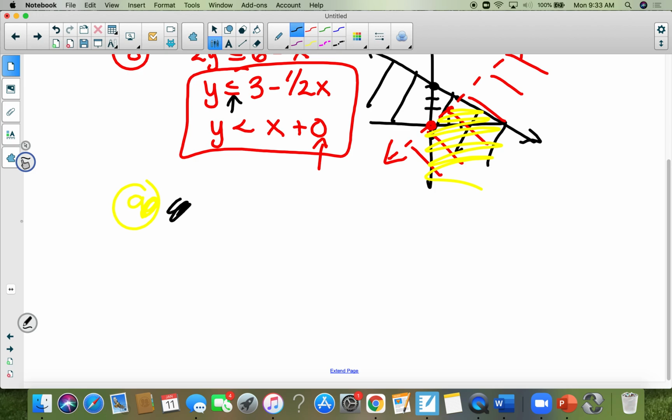And then number 9, all you have to tell me is the 3 equations. So I have one like this, one like this, and one like this. So I'm going to start with this one.